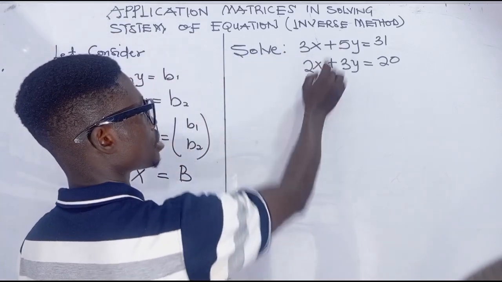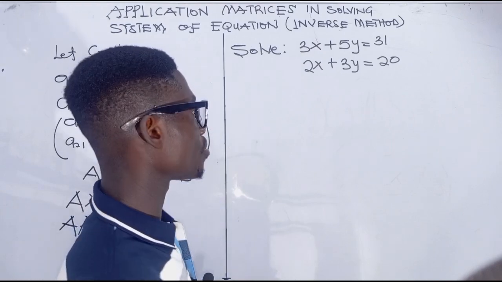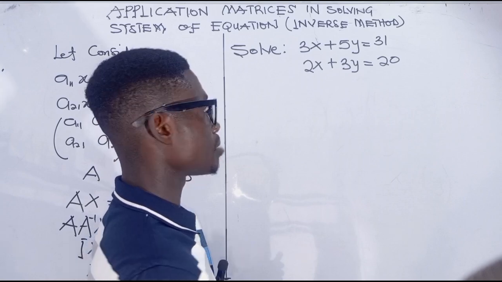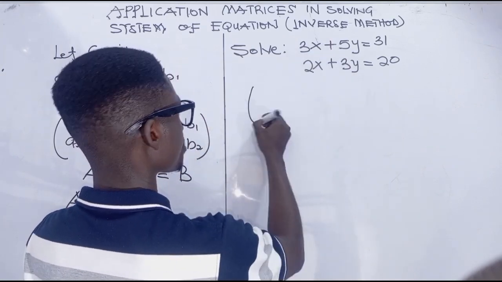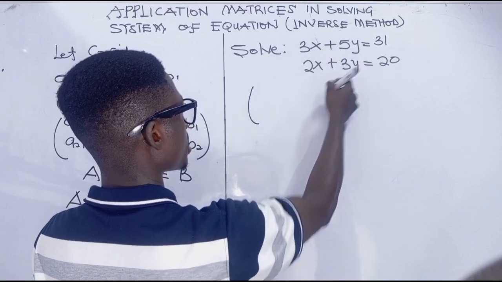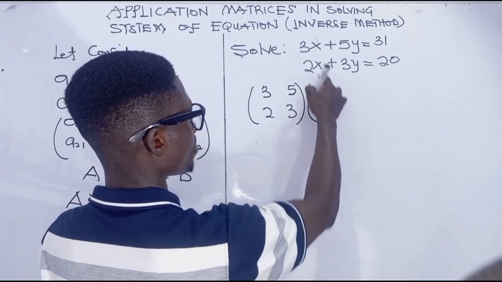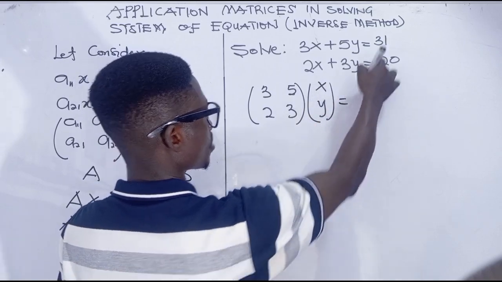So we want to solve these two system of equations using the inverse method. So first of all, we have to write the matrix equation for these two system of equations. So the matrix equation for this will be, so we have 3, 5, 2, 3. Then multiply it by the variables x and y. And this is equal to what?